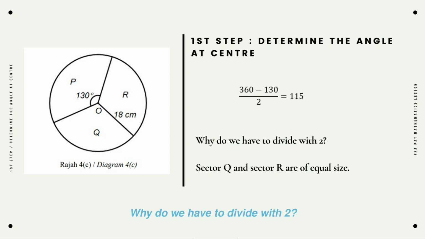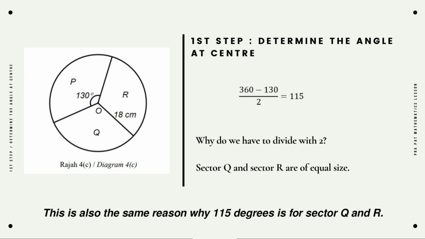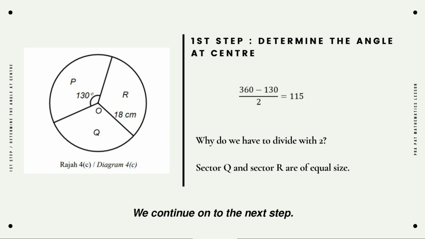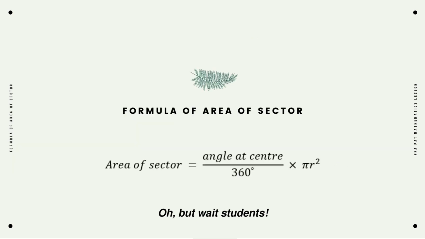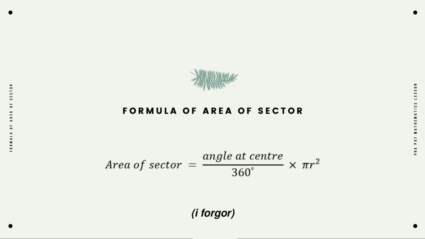But why do we have to divide with 2? Well, that's a great question. It's because sector Q and sector R are of equal size. We continue on to the next step. Oh, but wait students, do you guys still remember the formula of area of sector? Area of sector equals angle at center over 360 degrees times pi r squared, obviously. Great to see you guys still remember that.